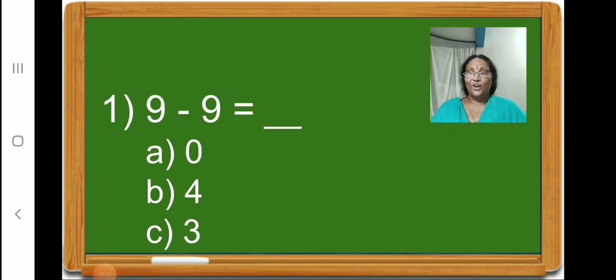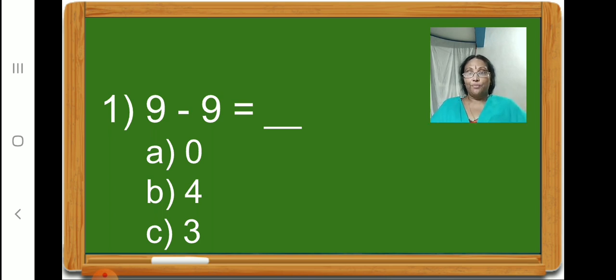Children, now let us solve question number 1, 9 minus 9. That means we have to minus 9 from 9. Children, we can solve this also by using your fingers. Okay? Open 9 fingers. Now, as we have to minus 9, we are going to fold 9 fingers. 1, 2, 3, 4, 5, 6, 7, 8, 9. So, children, count and see how many fingers are left. 0. Therefore, 9 minus 9 is 0.